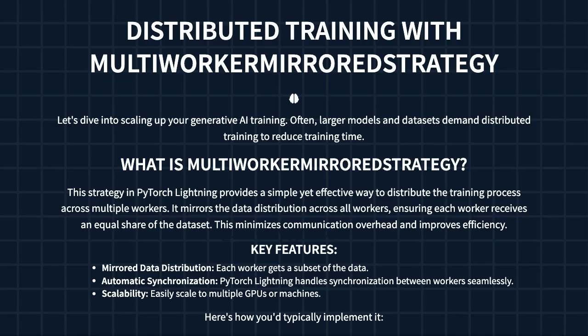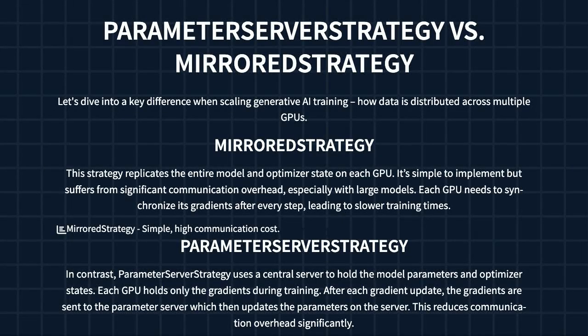Okay, so when we're scaling up generative AI training across many GPUs, there are different ways to handle the model and its parameters. Mirrored strategy is pretty straightforward. It just copies the entire thing onto each GPU. That's easy to set up, but it means every GPU has to constantly talk to the others to share gradients, which can become a major bottleneck as models get bigger.